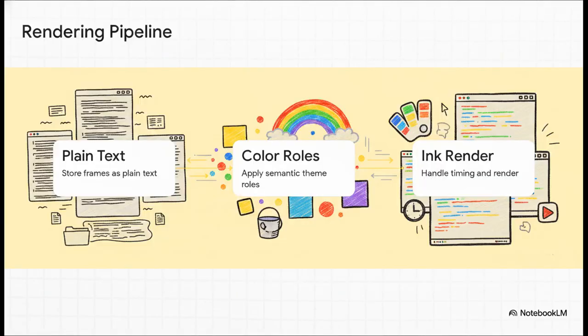And this brilliantly illustrates the final pipeline that safely corrals those 6,000 lines of code across all these different emulators. It's an architecture built to scale. Step 1. Store the frames simple, as plain text completely separate from stylistic details. Step 2. Apply the semantic color roles at runtime based on the theme mapping. Step 3. Let Ink handle the timing and the actual rendering to the terminal. It's such a clean, maintainable foundation.